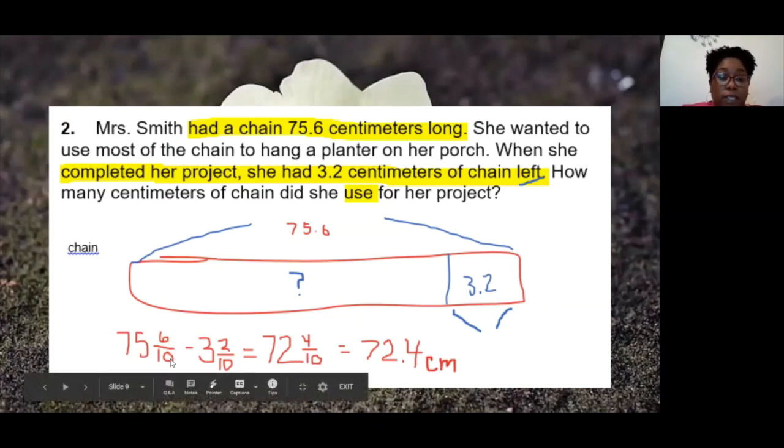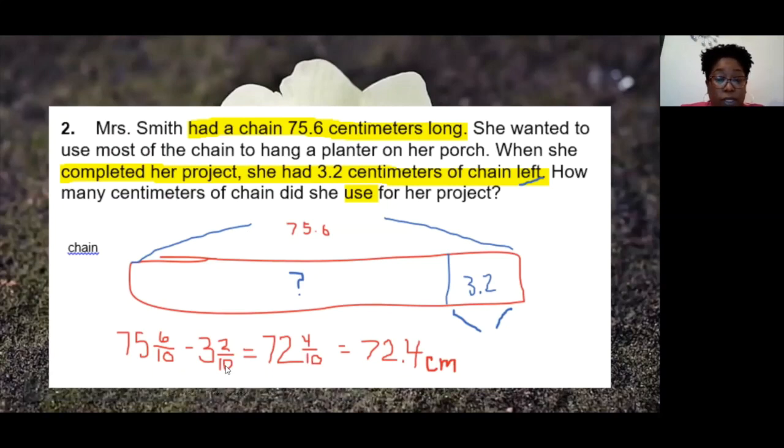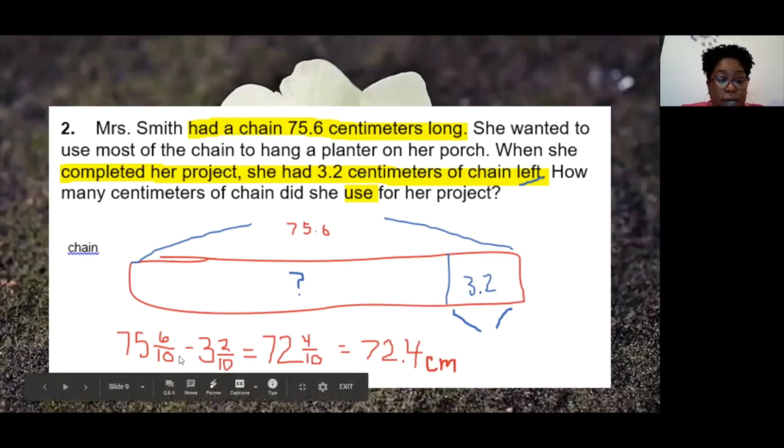75 and 6/10 minus 3 and 2/10. Oh, we have common denominators, so no need to do conversions to find common denominators because we already have common denominators. Okay, so 75 and 6/10 minus 3 and 2/10 equals 72 and 4/10. So we're on the right track if you were able to get 72 and 4/10.